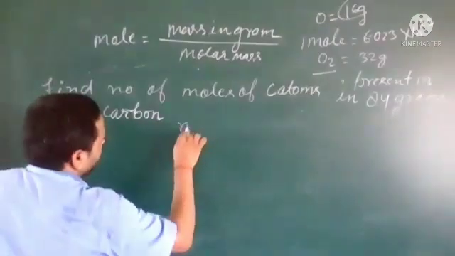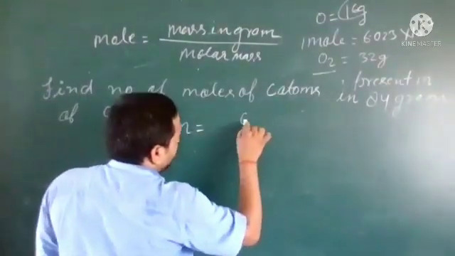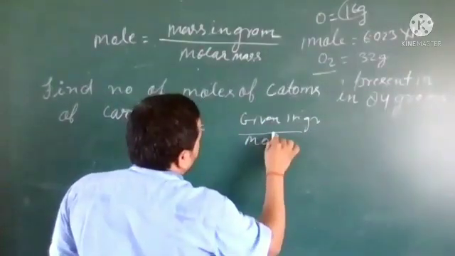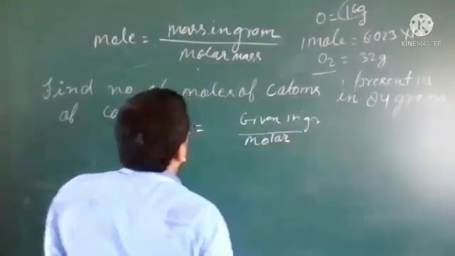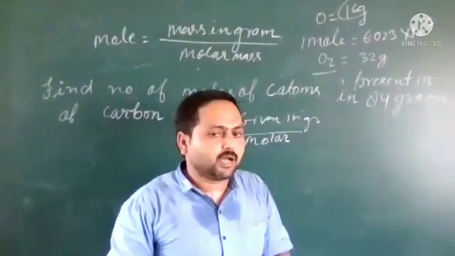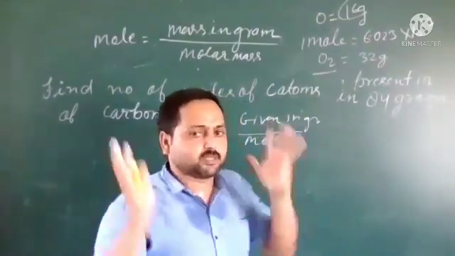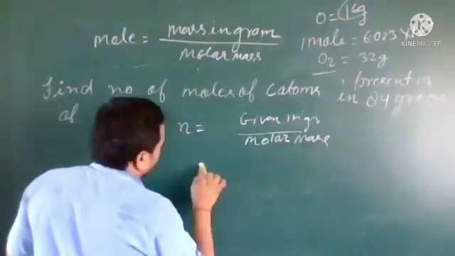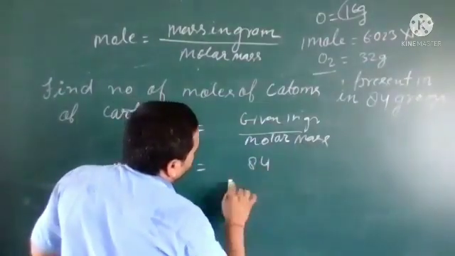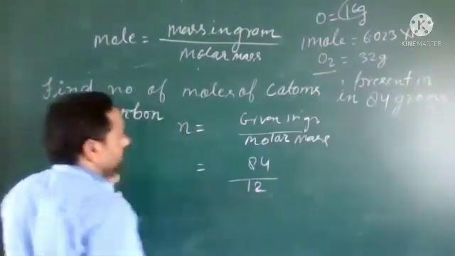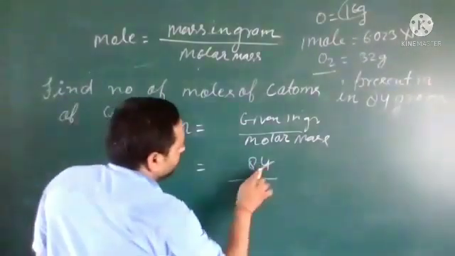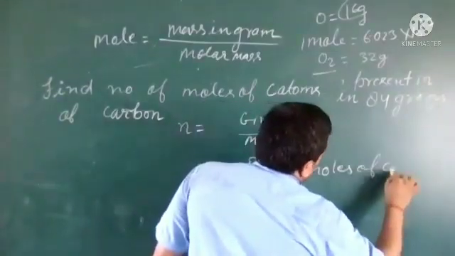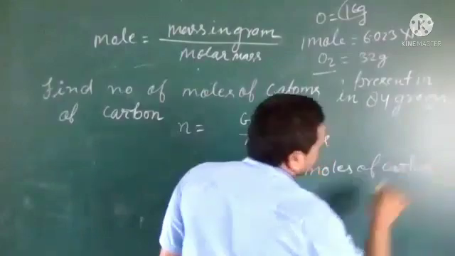You all know that number of moles equals given mass in gram divided by molar mass. Here, in place of molecular mass or atomic mass, it is better to write molar mass. Always write molar mass. Given mass is 84 divided by 12. So this will be 7 moles of carbon. Getting this?